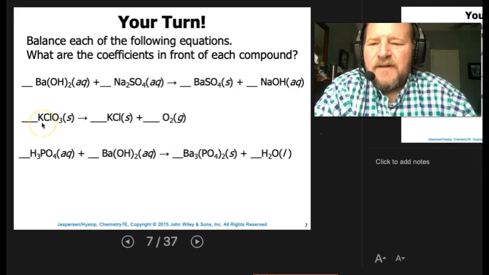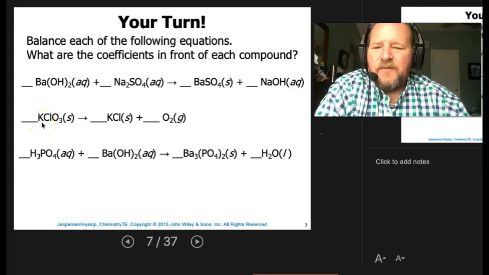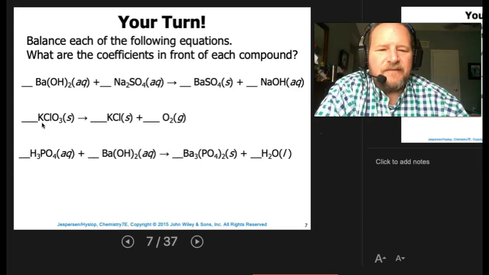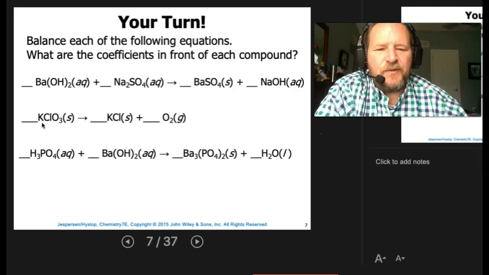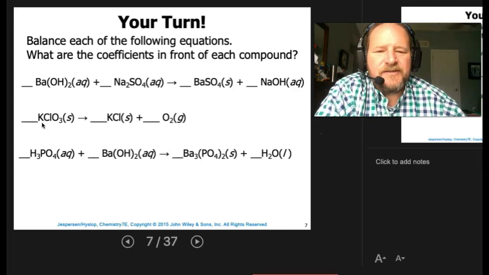All right, so balance each of the following equations. What are the coefficients in front of each compound? I'll pause in between each one, so that way you can work on it and then just start the video again.